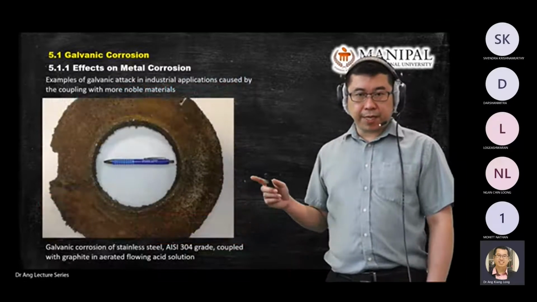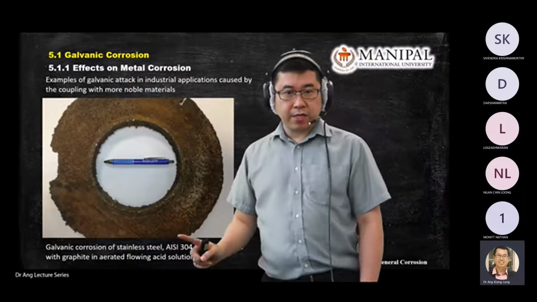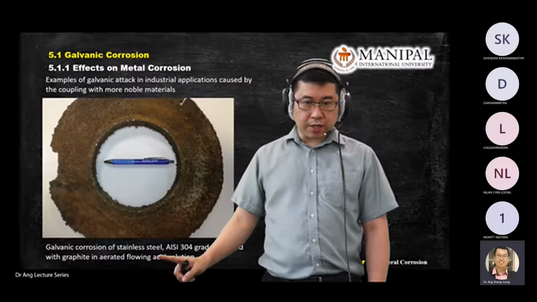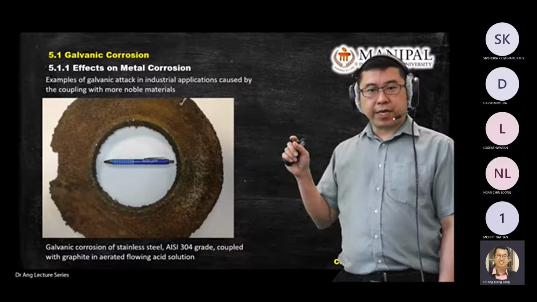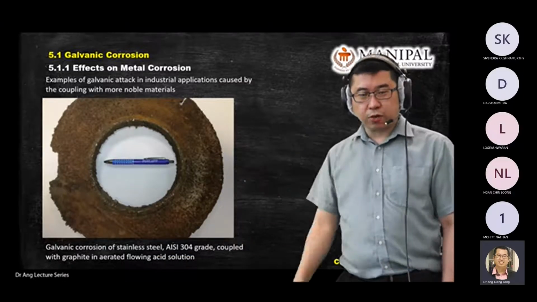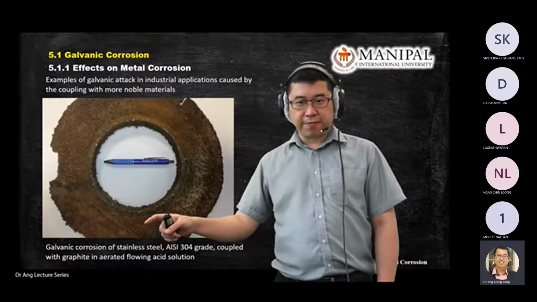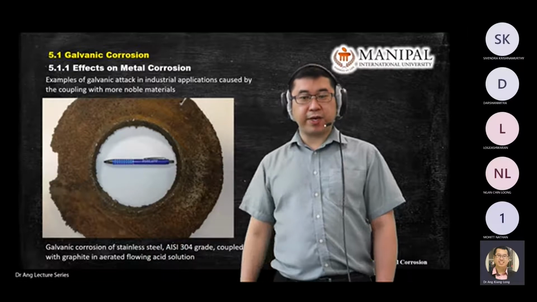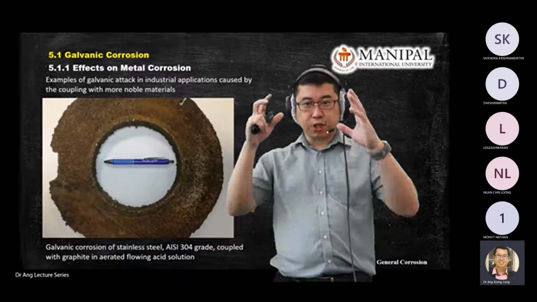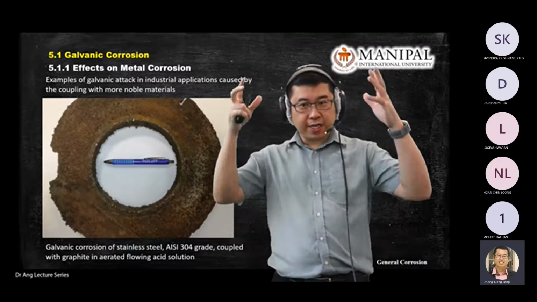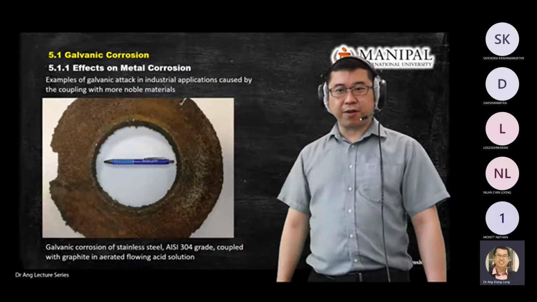So next one, I'll show you some examples of galvanic attack in the industry. This one is on standard steels. Standard steels, when it comes to galvanic corrosion, cannot escape. When there is a potential difference between two metals exposed to the same environment, especially in seawater, stainless steel also cannot run away from corrosion.